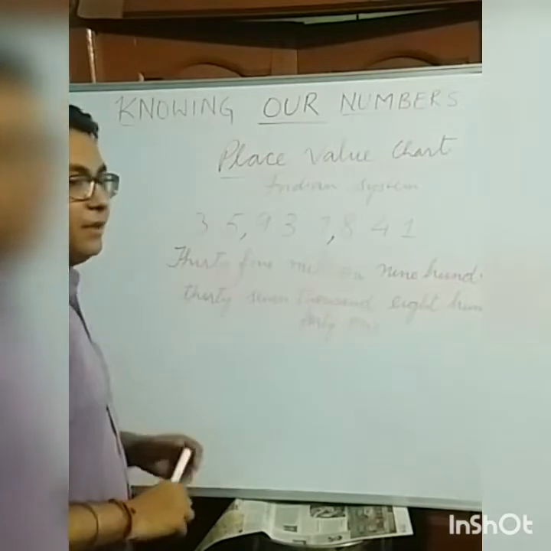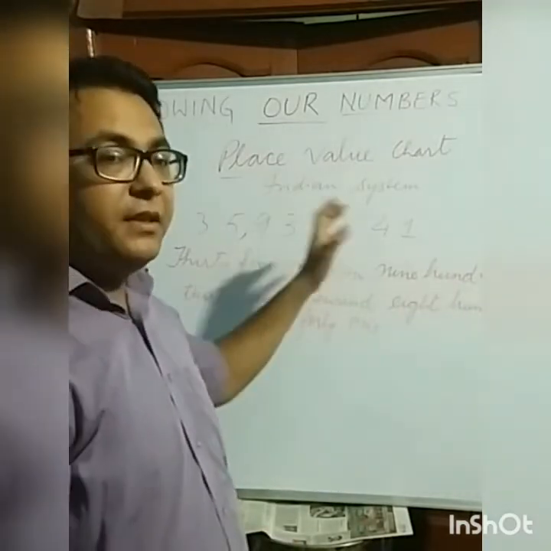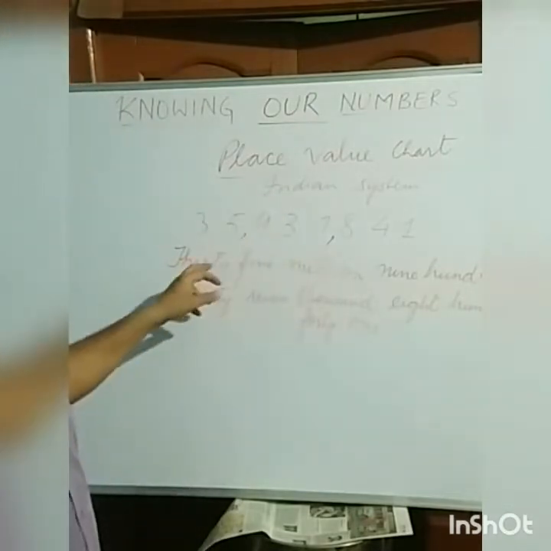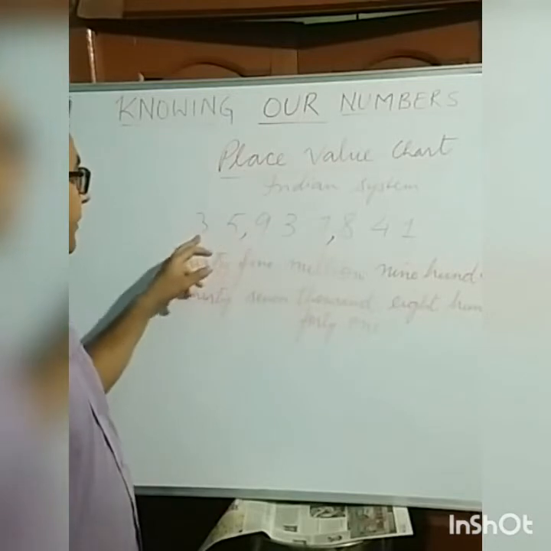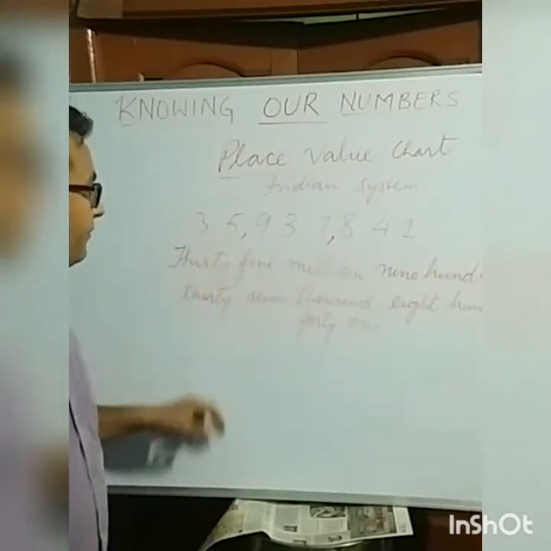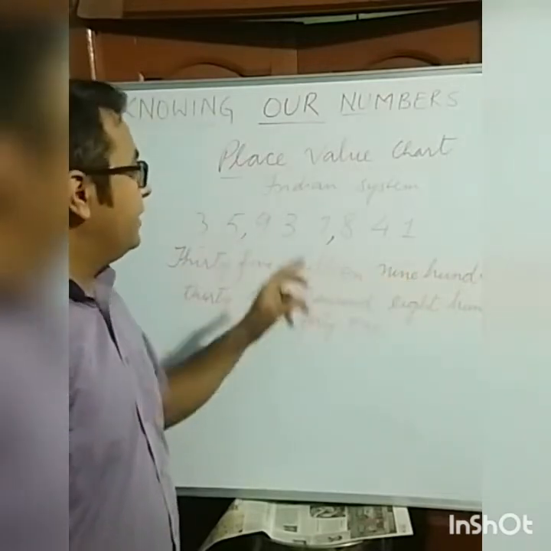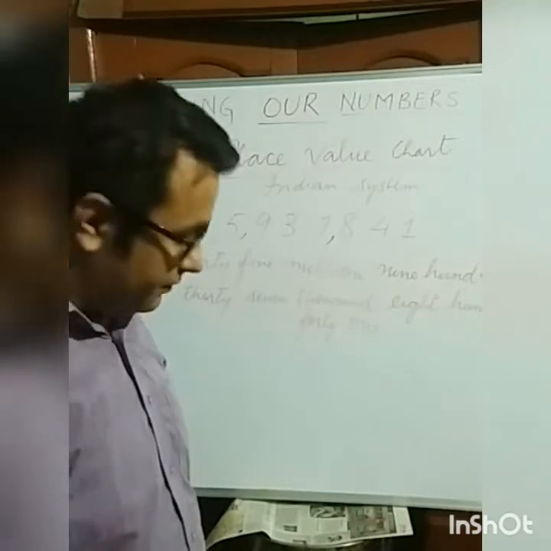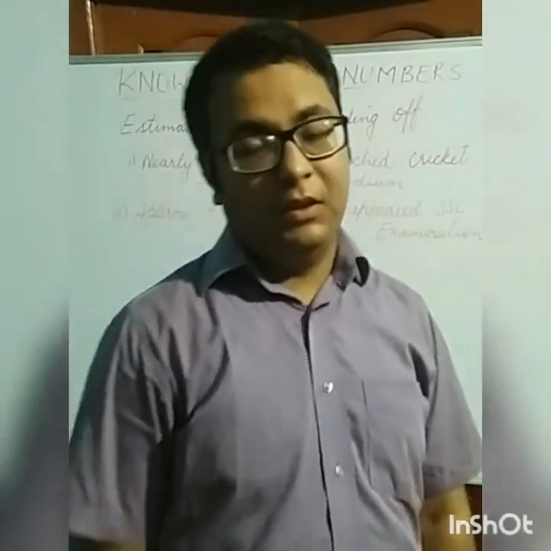This is how we write the number name in the international system. We put the commas after every 3 digits. So this is the ones period, then the thousand period, then the million period. There is no lakh period in the international system. So the number name will be 35,937,841. Next topic is estimation or rounding off.